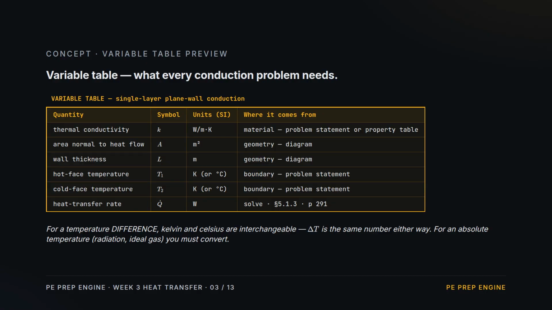Quantity, symbol, units, source. Inputs up top: K, area, wall thickness. Then the two face temperatures. Bottom row is Q dot, what you solve for. One note: for a temperature difference, Kelvin and Celsius are interchangeable. For an absolute temperature, like in radiation, they are not.